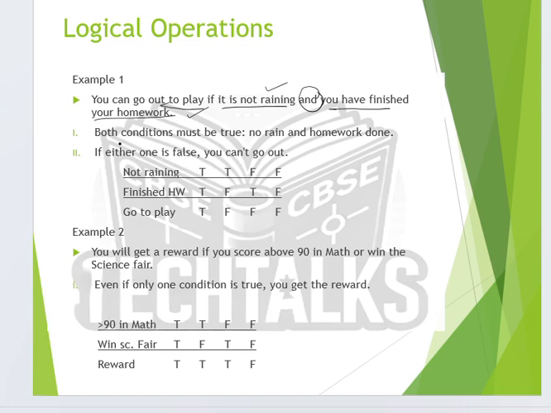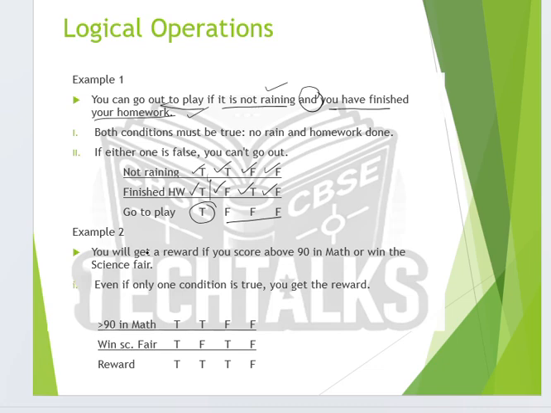Both conditions must be true: no rain and homework done. If either one is false, you can't go out. So the possible combinations are: not raining and finished homework; not raining and not done homework; raining and done homework; raining and not done homework. As it is AND, the output will be true only in the case when both the conditions are true. For all the rest of the cases, the output is false. So this is how we go with AND. The output of the AND operator will be true only when both the conditions are true.